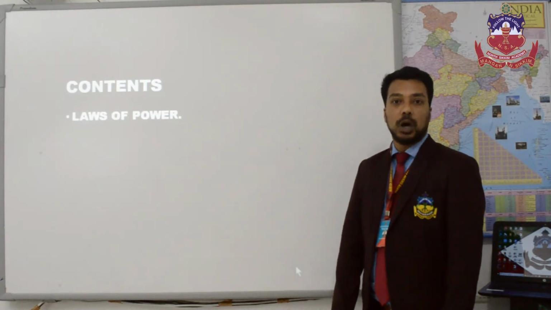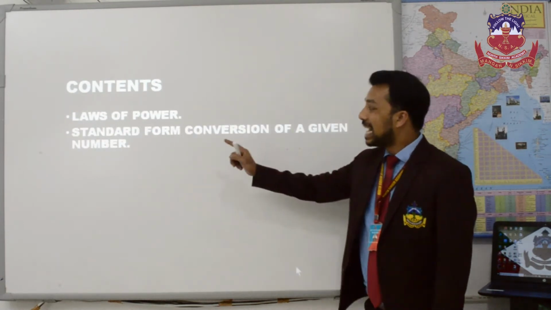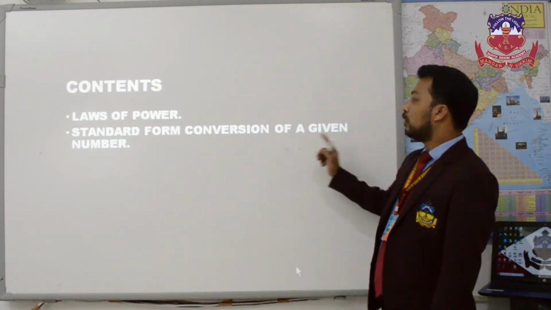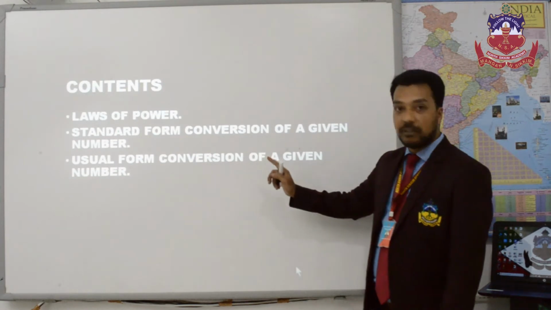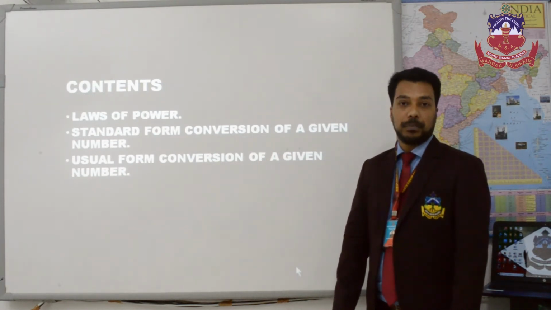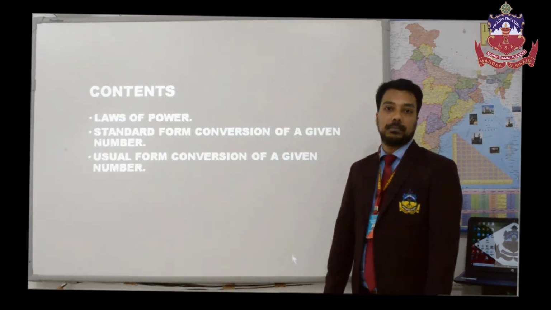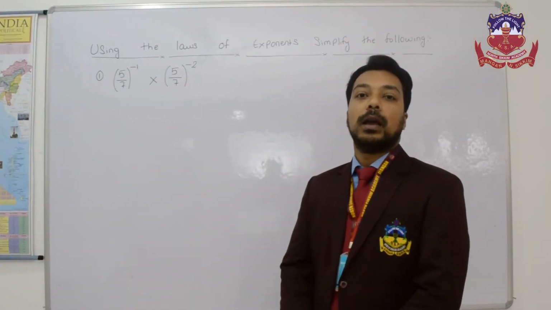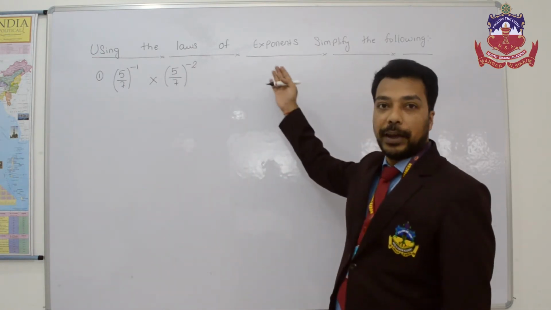Let us move on to the next topic, that is standard form conversion of a given number and usual form conversion of a given number. Let me explain you these two topics with some examples. Now, let us solve this question using the laws of exponent.